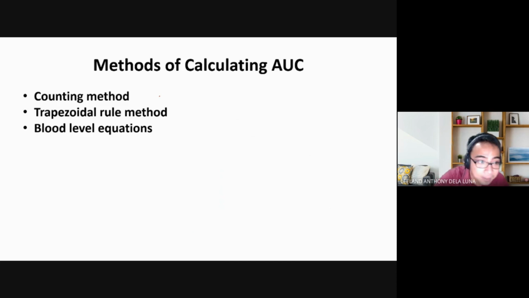Now, obviously, class, we don't use anymore the counting method. Counting method, bibilangin mo yung bawat box under AUC, so we don't do that anymore. The trapezoidal rule method, on the other hand, this is what we often use. This is with the use of plasma concentrations with their respective time, given ang data na yon. Blood level equations, on the other hand, ginagamit ito for theoretical approach. Meaning, we just simply assume kung ano yung magiging AUC ng isang drug given its volume of distribution and the dose given, and so on and so forth. So those kinds of parameters.